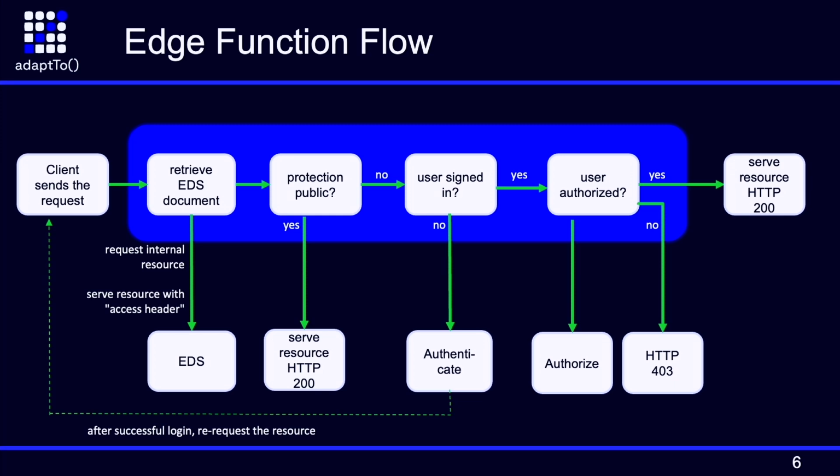Let's take a closer look at our edge function. So when the client sends a request, the first thing is we retrieve the EDS document, and then we immediately check if it's a public one. If it's a public resource, we directly can serve the resource with HTTP 200. If it's protected, we need to check if the user is signed in. If not, he or she needs to go through the authentication flow and basically start again from the left until we have a signed-in user. And now we can check if the user is authorized. We invoke our access provider and send back the appropriate response.